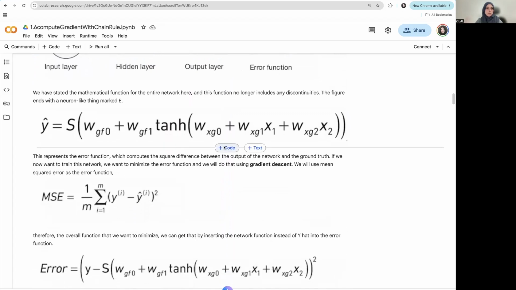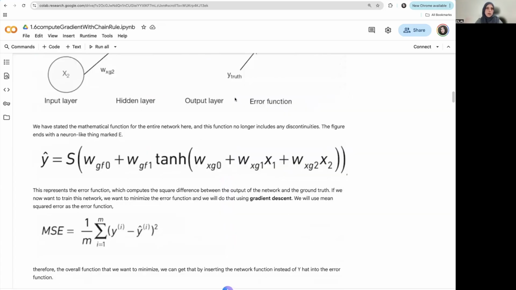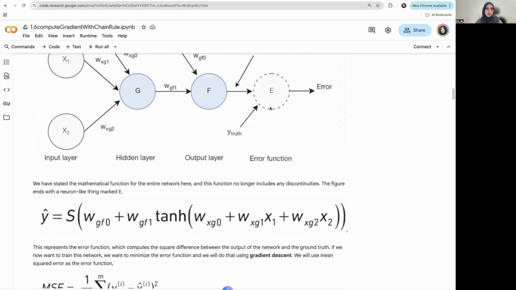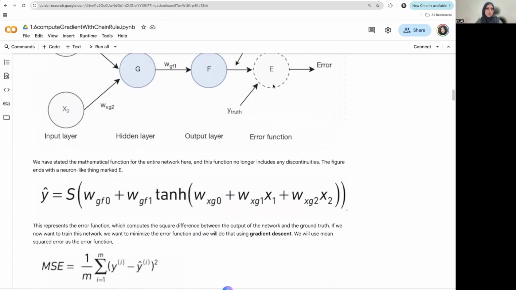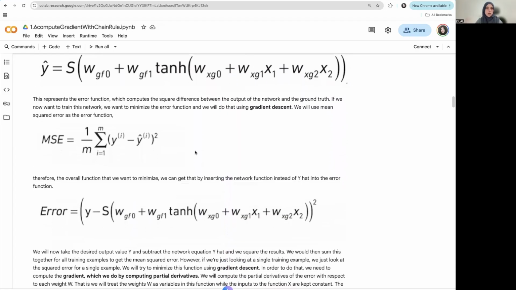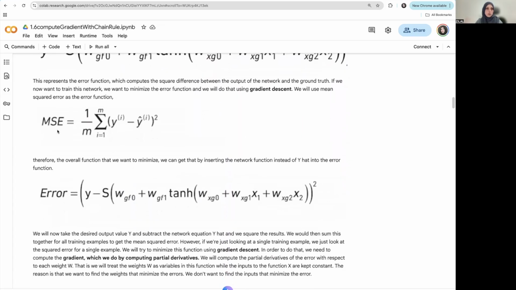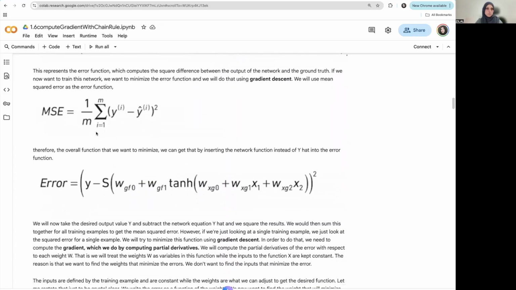We have stated the mathematical function for the entire network here. This function no longer includes any discontinuities. And the figure here ends with the symbol E, which represents the error function, which computes the squared difference between the output of the network and the ground truth. If we now want to train the network, we want to minimize the error function. We will do that using gradient descent, and we will use mean square error as the error function.